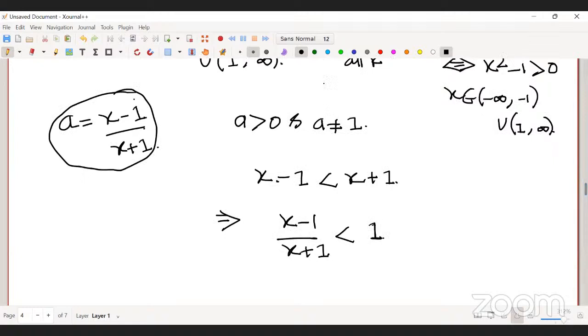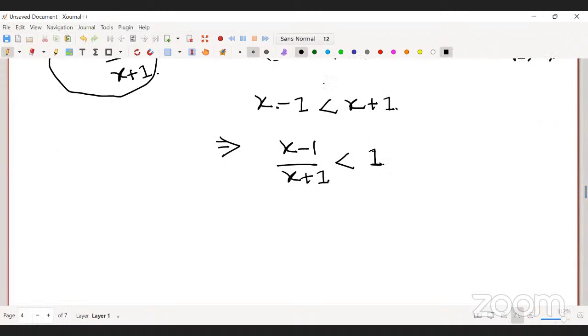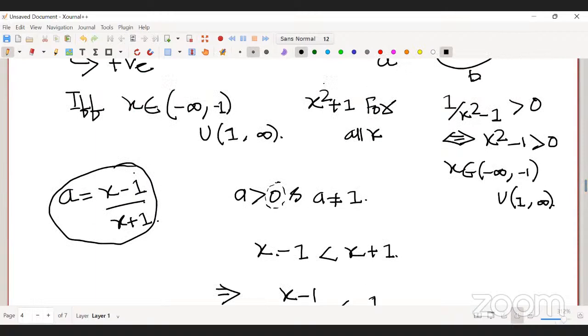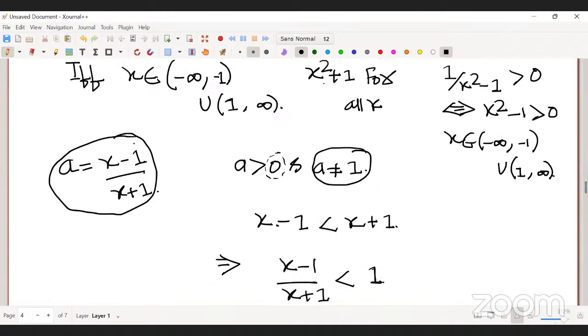But at the same time, I want this to be greater than 0, right? Yes. So when x minus 1 by x plus 1 is greater than 0, this is my A, right? Yes. So there is a condition on A. A has to be greater than 0 and A cannot be equal to 1, right? Yes, sir.